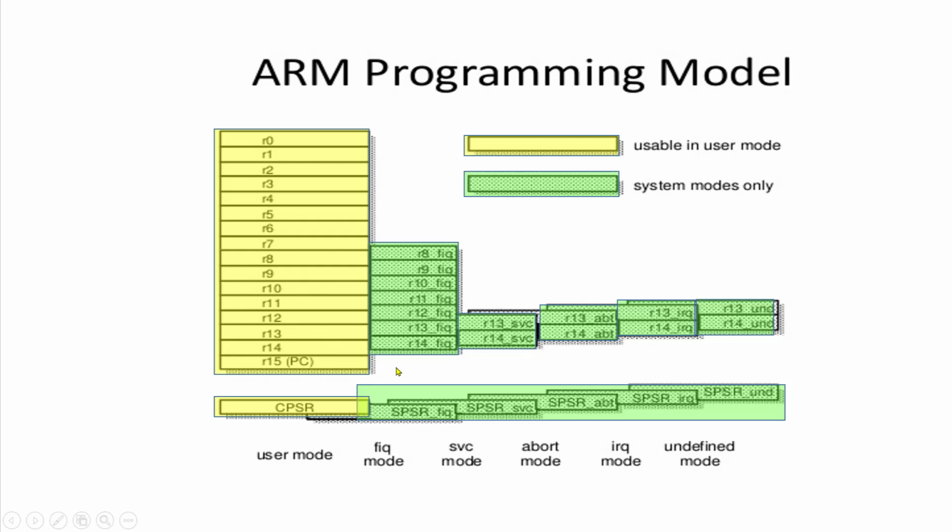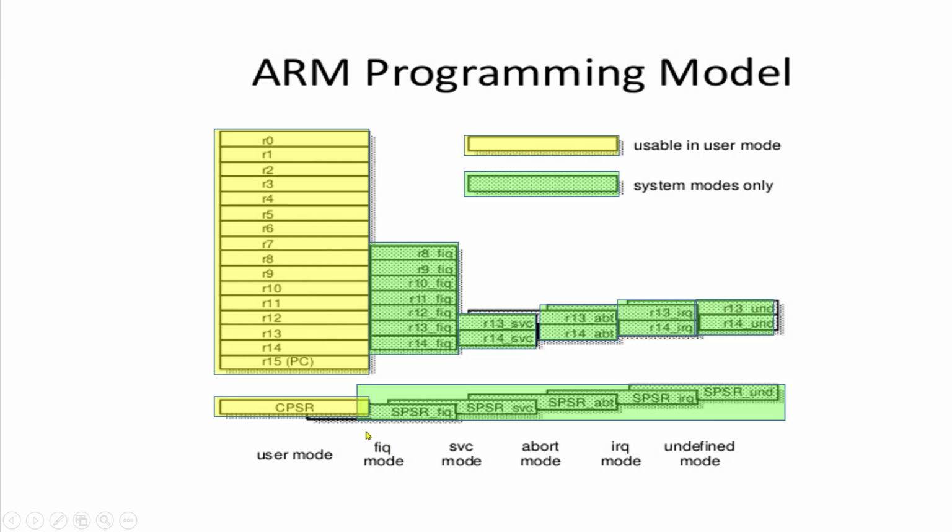As I've already told you, these registers are called banked registers. All these green colored registers are called banked registers, and they are used by the respective modes. For example, registers R8_FIQ to R14_FIQ, along with the saved program status register SPSR_FIQ, will be used only during FIQ mode.